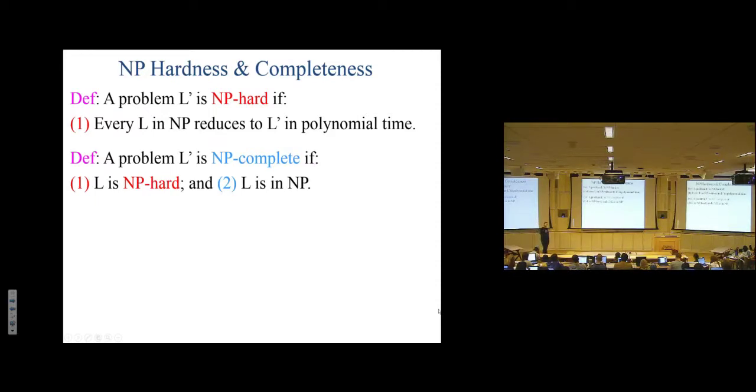So NP complete is a special case of NP hard. And the distinction is, still everything in NP reduces to it in polynomial time, but it itself is also in NP when it didn't have to be. So two slight variations on the same theme. They have in common that everything in NP reduces to them. That makes it NP hard right away. But if in addition, that problem L prime is itself in NP, it's not just NP hard, it's NP complete. So NP complete is a subset of the NP hard problems.